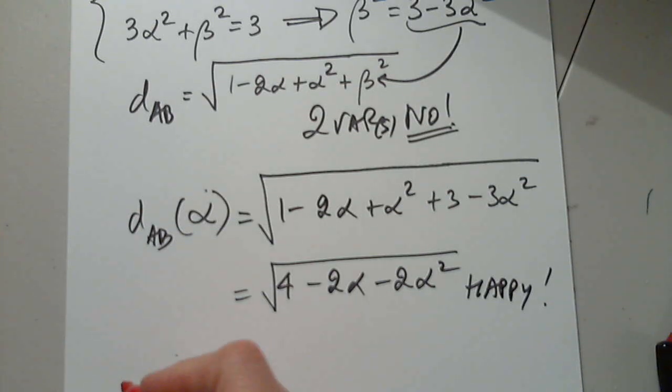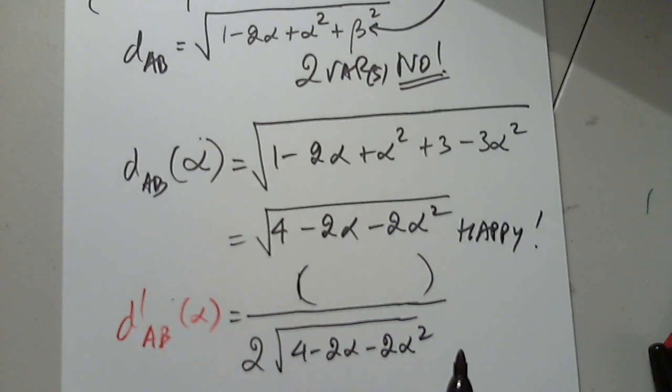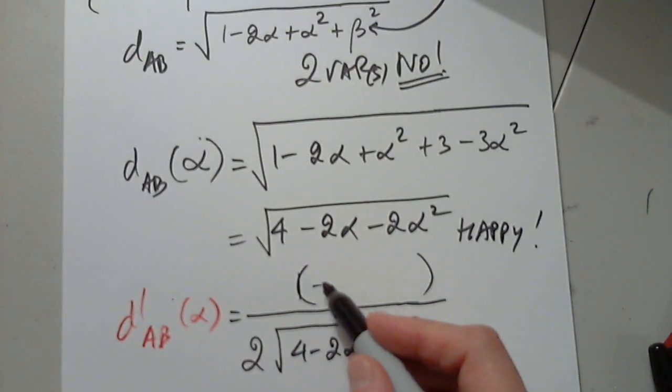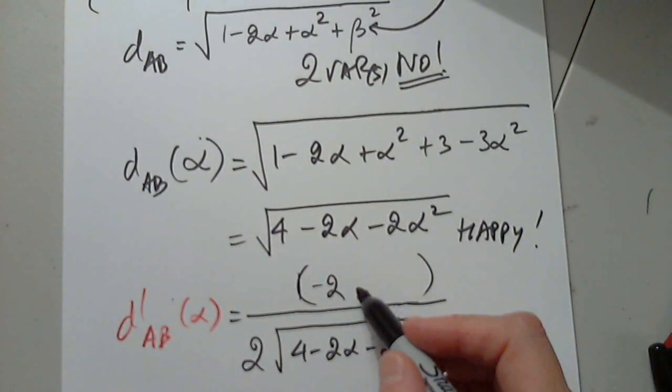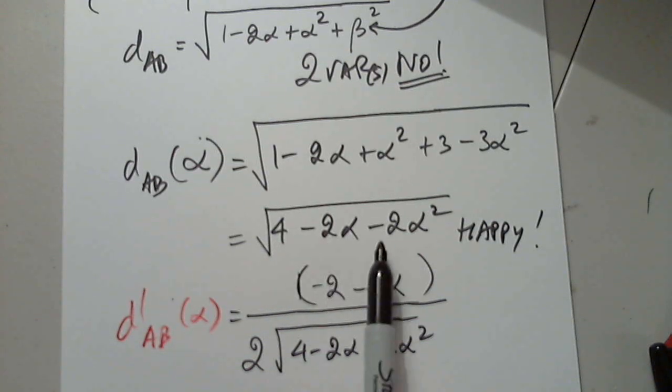Differentiate. Yes. So d prime of alpha. That's not good anymore. Okay, so 1 over 2 the square root of 4 minus 2 alpha minus 2 alpha squared times, can anyone tell us what? Yes. So we have a negative 2 and a negative 4 alpha. The inner function prime, this is 0, this is negative 2, and this is negative 4 alpha.